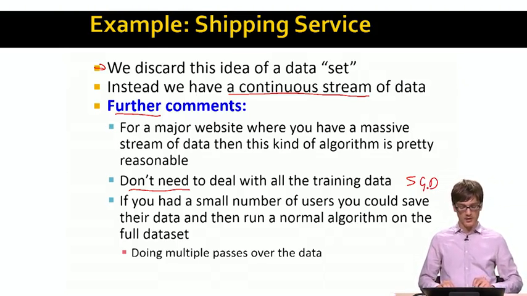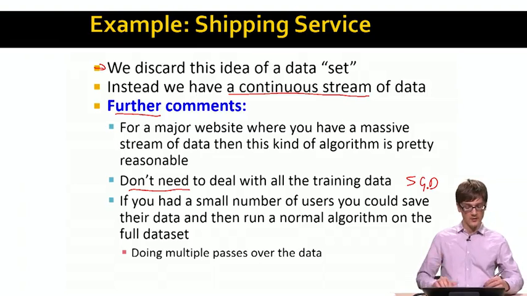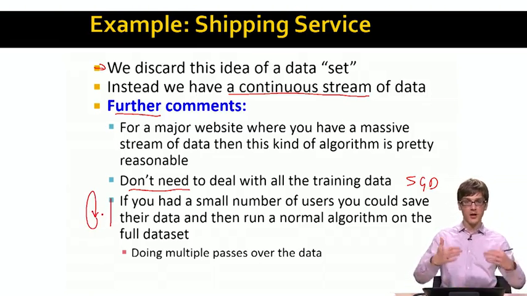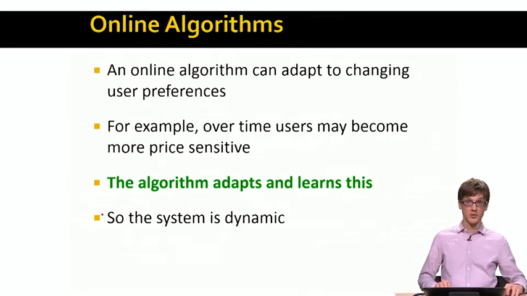And what we can do, for example, if we don't have a lot of data, is run stochastic gradient descent while traversing over the same set of data multiple times, in multiple rounds, until our algorithm would converge. So to summarize, online algorithms can adapt to changes in user preferences.